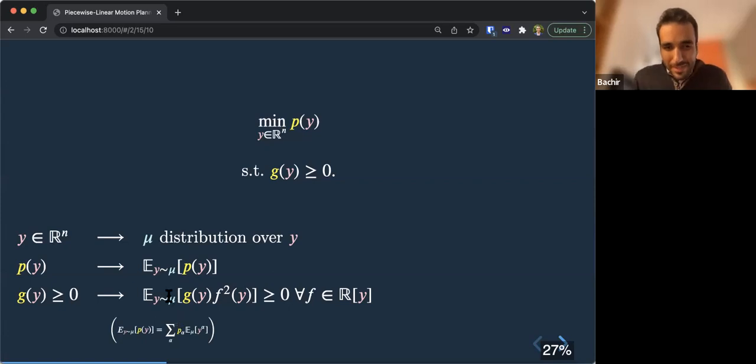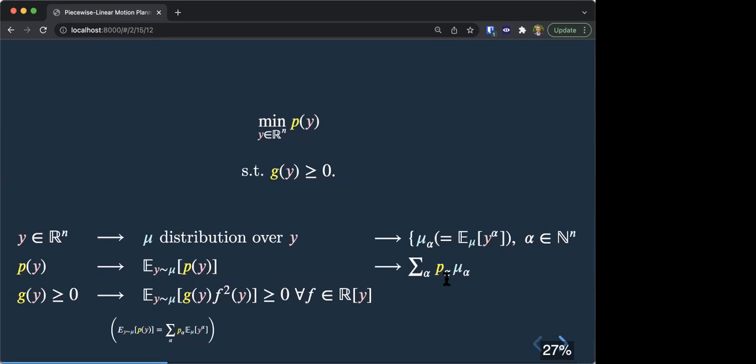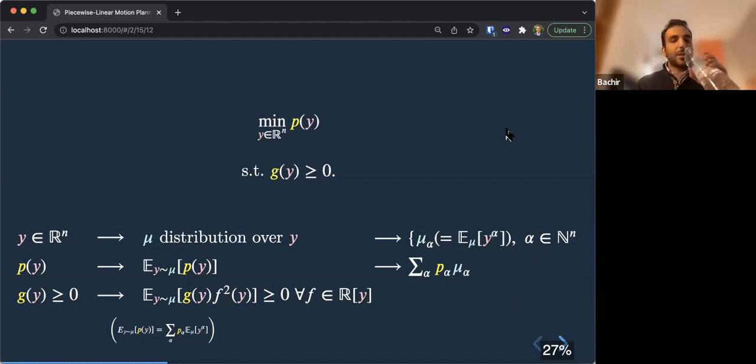So actually, you don't need to know the full distribution. You just need to know this sequence of moments. I just need to know how to integrate, or how to take expectation, of monomials. And once you know the sequence of moments, then, for example, if I ask you to express the expectation of P of Y, this is simply the sum of the coefficients of P times these moments mu alpha. And that's a really nice thing.